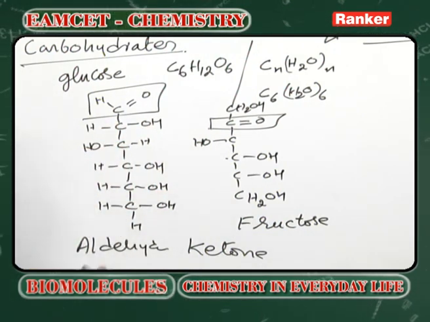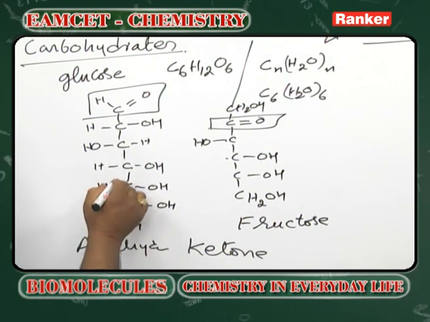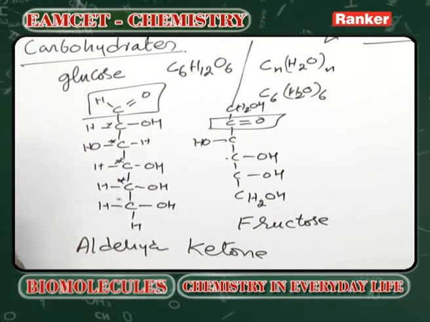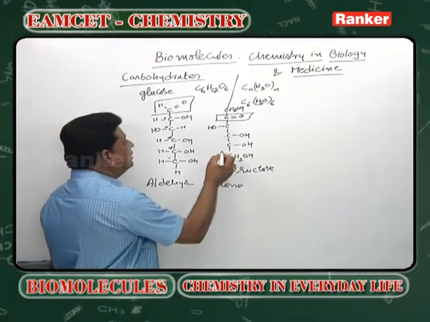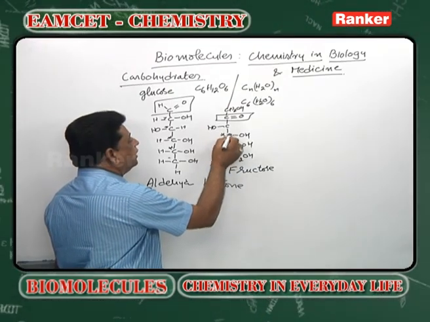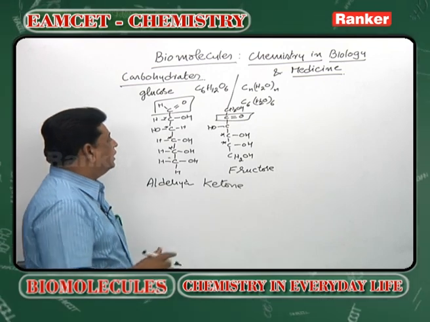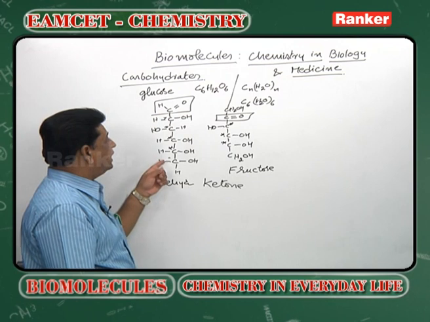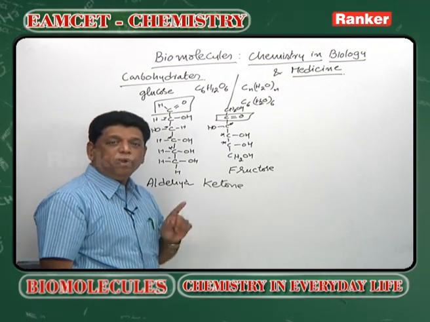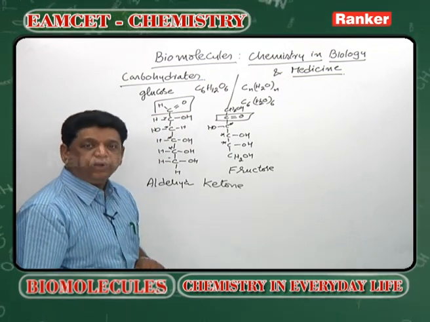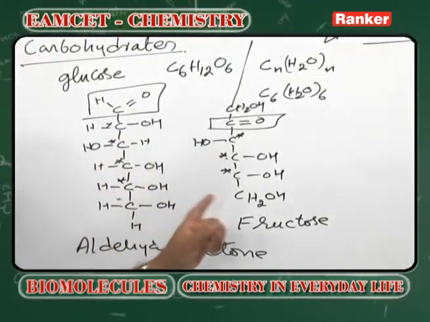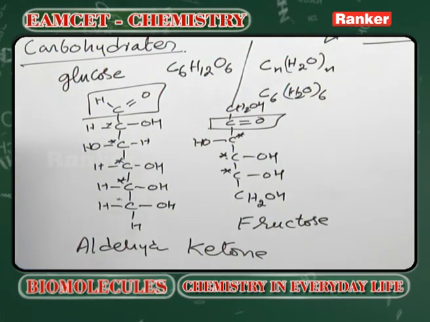Carbohydrates are defined as carbonyl compounds containing polyhydroxy groups, with optical activity. In glucose, 4 carbons are optically active. So optically active polyhydroxy carbonyl compounds are known as carbohydrates. Among them, glucose and fructose are the most important molecules.